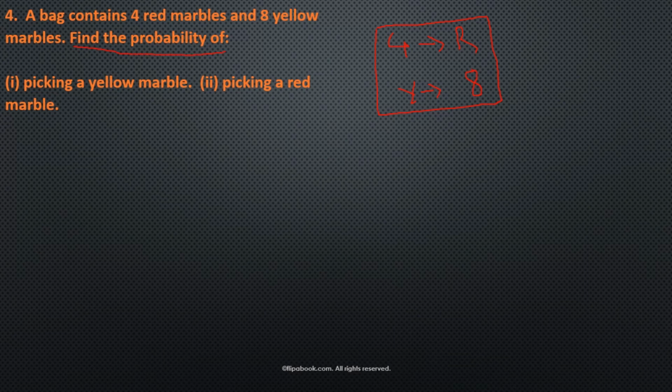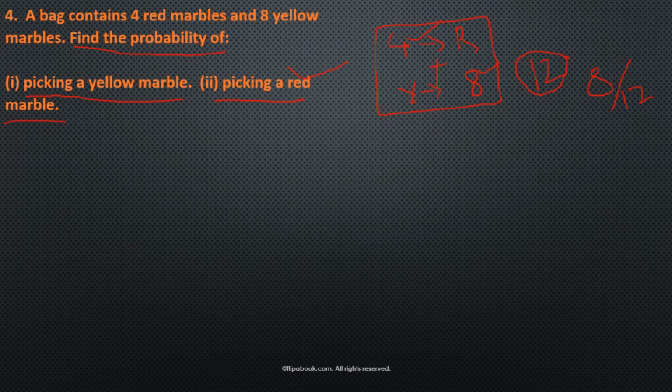First of all, tell me how many marbles are there. That is 4 plus 8, it is going to give you 12. A total of 12 marbles are there in the bag. Out of 12 marbles, 4 are red and 8 are yellow. So if we want to calculate the probability of picking a yellow marble, it is going to be 8 by 12. On cancelling out the common factor, this will give you the answer. In case of picking a red marble, how many red marbles are there? There are 4 red marbles. So the probability is going to be 4 divided by 12. How? Here you go with the solution.